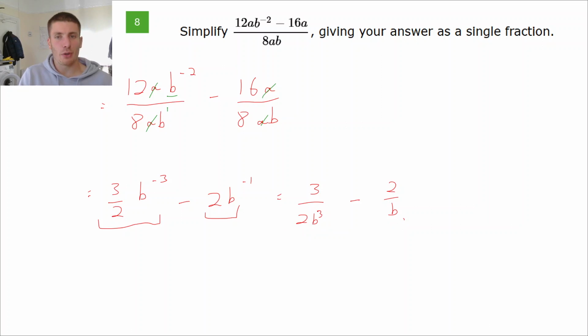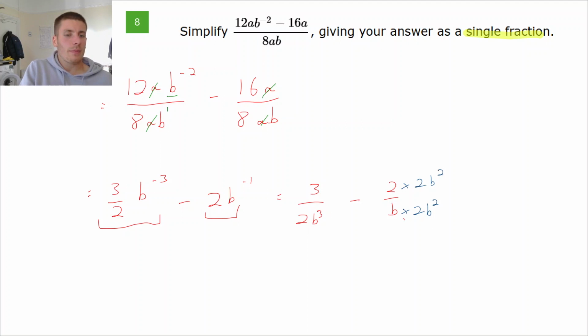To write this as a single fraction, that's a pretty key part of this, I've got to have the same denominator for here and for here. Currently they are different. To get them to be the same, I can multiply this here by 2b squared, because 2b squared times b gives me 2b cubed. But to keep this fraction the same, I've got to multiply also the top of it by 2b squared.